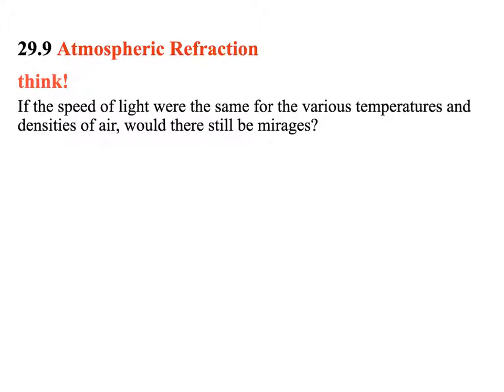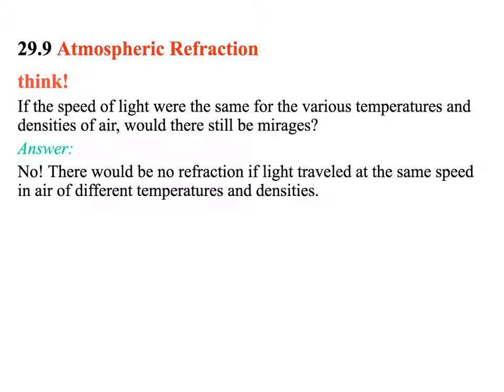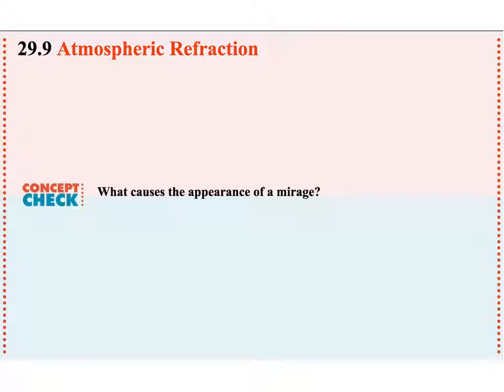If the speed of light were the same for various temperatures and densities of air, would there still be mirages? No, there would be no refraction if light traveled at the same speed in air of different temperatures and densities. What causes the appearance of a mirage?